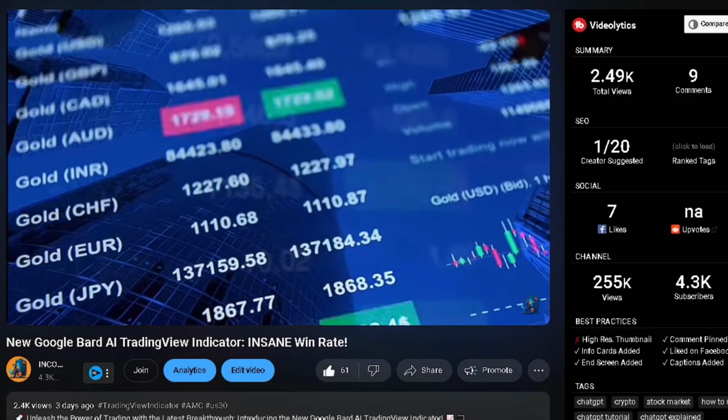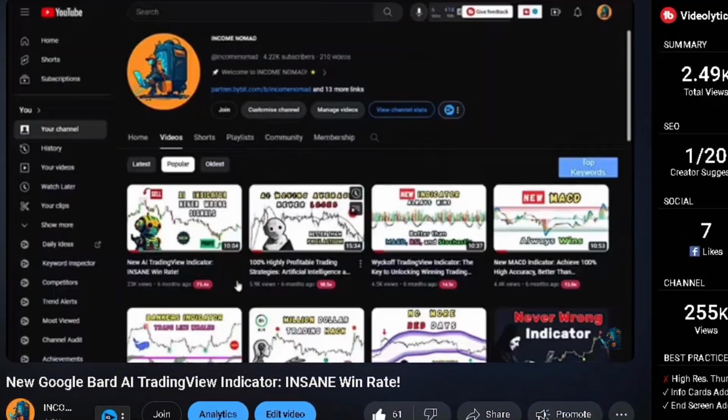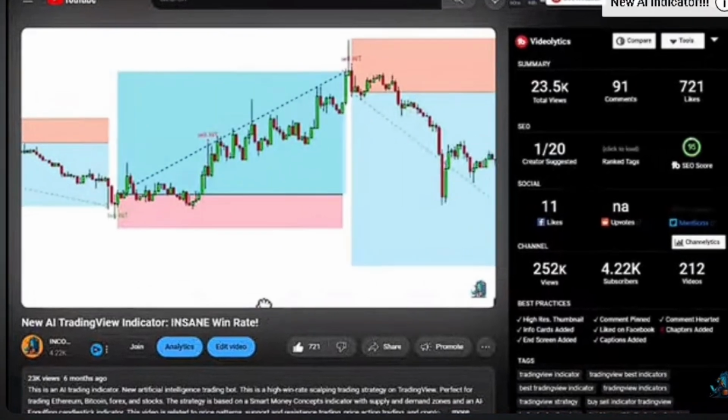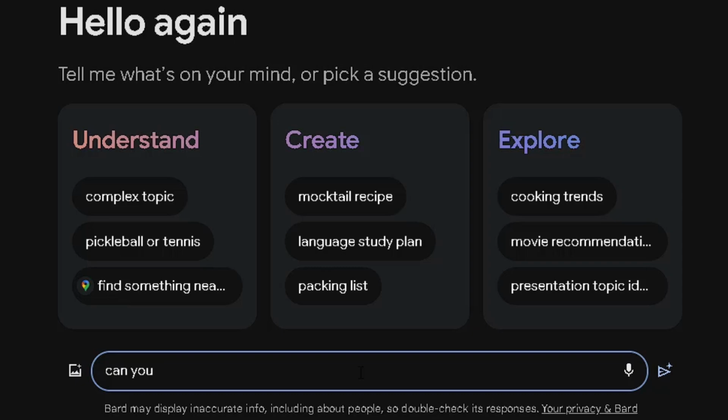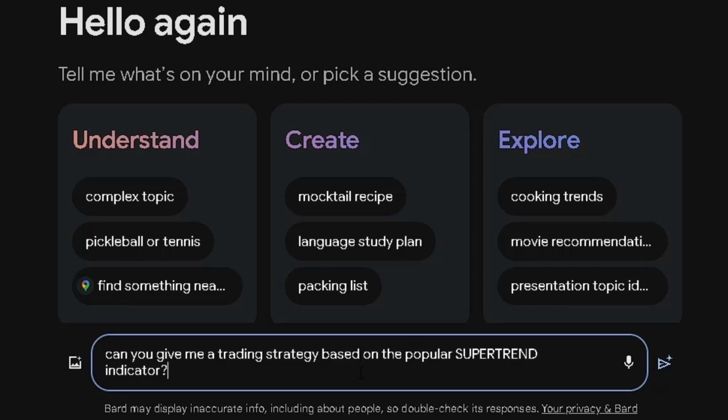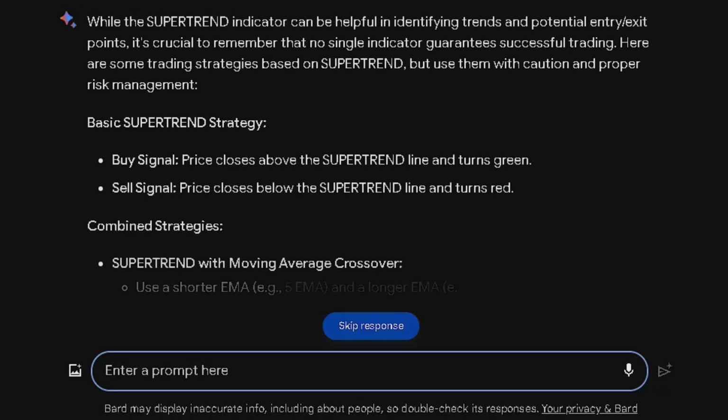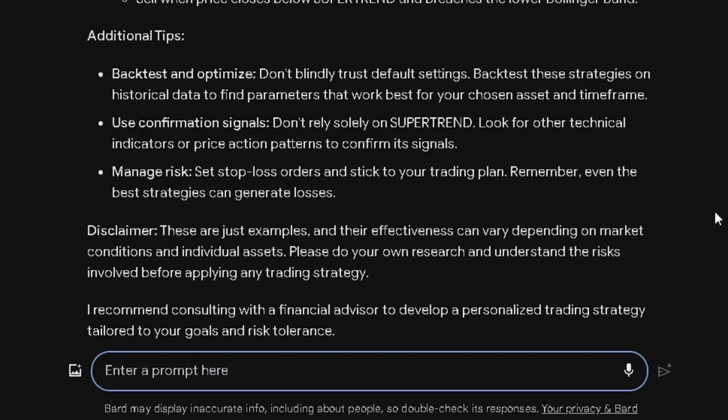Since you like my previous videos about AI trading or AI-based indicators, or even asking AI to come up with a really nice trading strategy, today I was just playing around with Google Bard, which I really like nowadays and is way better than the other chatbots out there. I came up with this amazing indicator which I want to share with you.